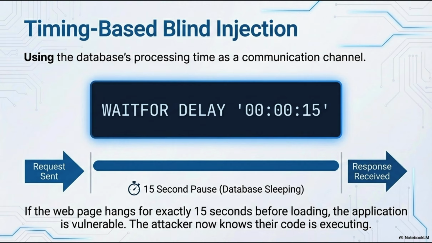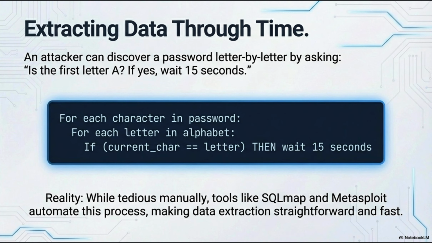Now, what is a timing-based blind injection? This is where you use the database's processing time as a communication channel. So if the web page hangs for exactly 15 seconds before loading, the application is vulnerable, and the attacker now knows that their code is executing. Now, how do you extract data through time? An attacker can discover a password letter by letter by asking, is the first letter A? If yes, wait 15 seconds. While this is tedious manually, tools like SQLmap and Metasploit can automate this process, making data extraction straightforward and fast.